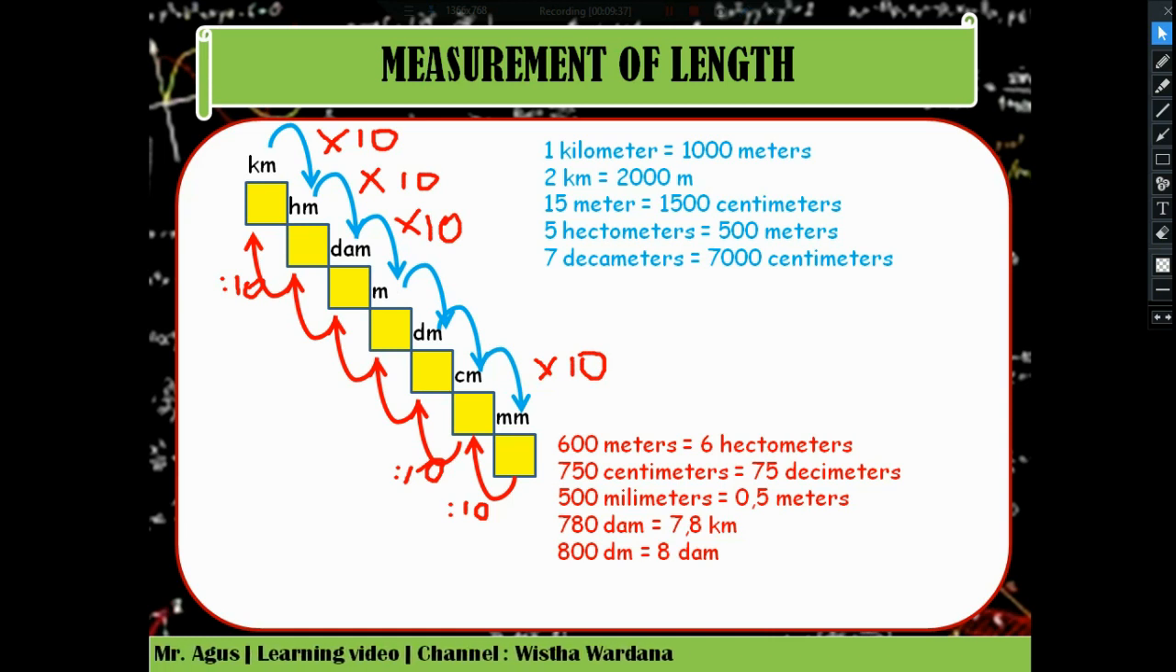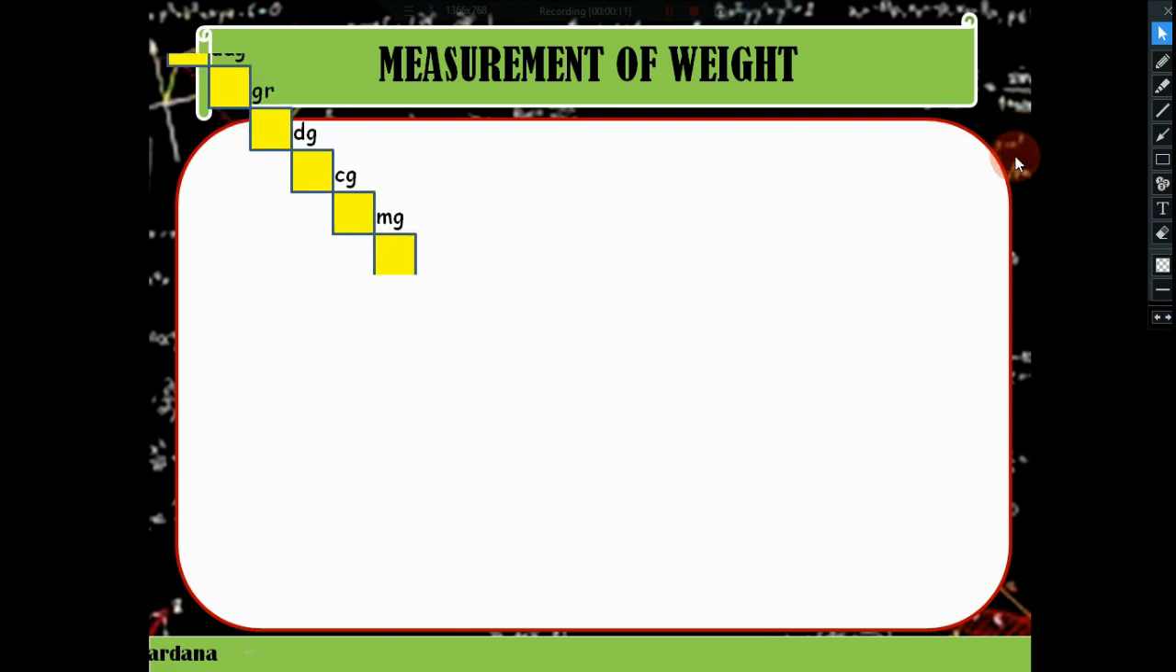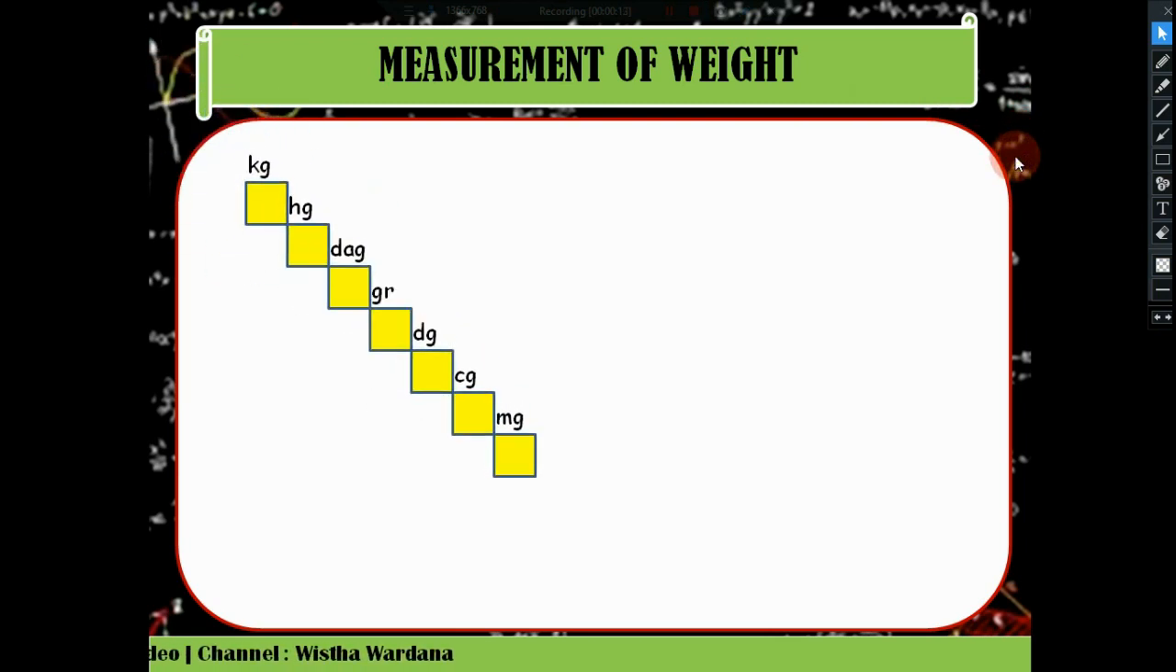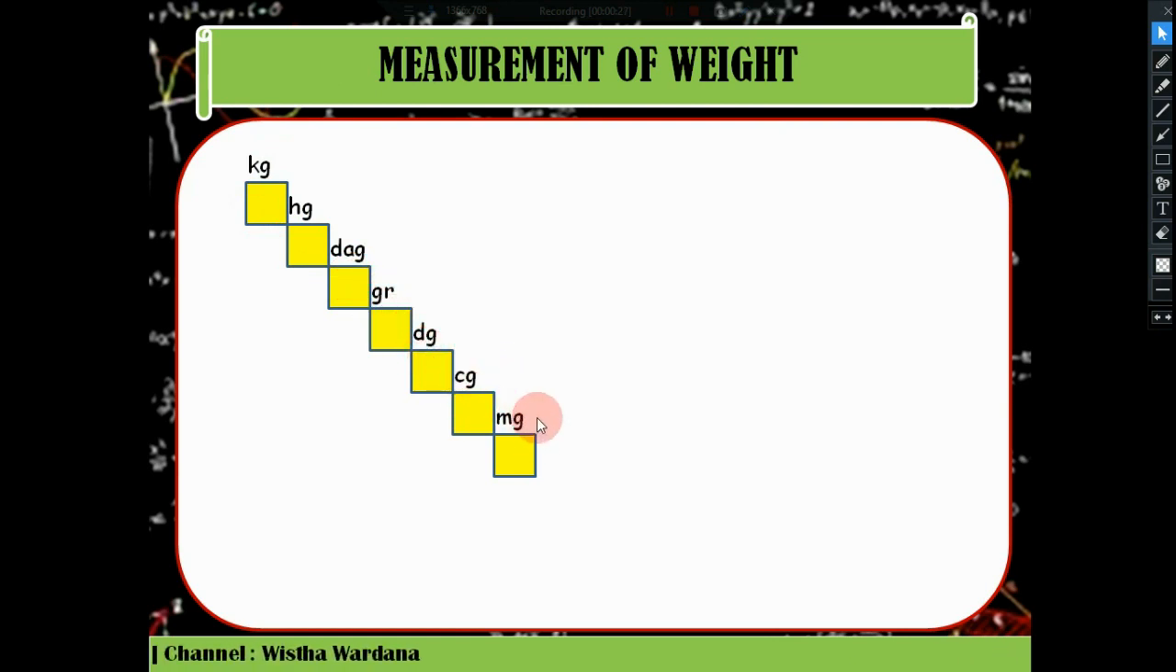Okay, let's continue. The second one is about measurement of weight. The measurement of weight is similar to measurement of length, but in the last word you change meters to gram. So the measurement of weight goes kilogram, hectogram, decagram, gram, decigram, centigram, and milligram.